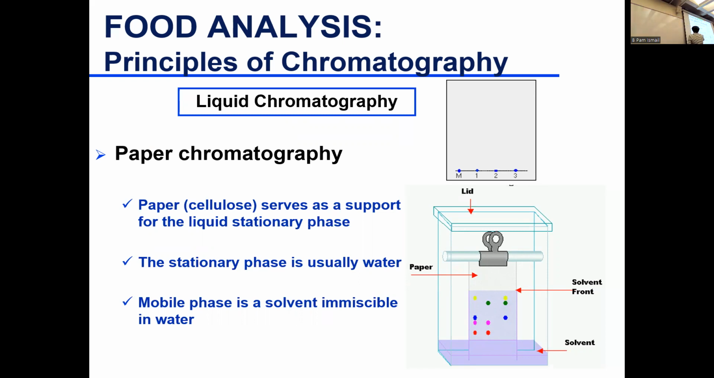Because then you would have an impregnated water. So you take your cellulose and you wet it with water. The hydroxyl groups of cellulose interact with water via hydrogen bonds. And then the paper becomes all wet. And that would be your stationary phase. Water will be your stationary phase. And water is immobile. So it's not moving, it's your stationary phase.